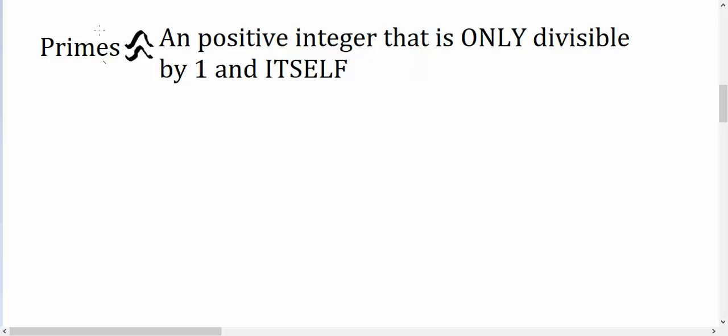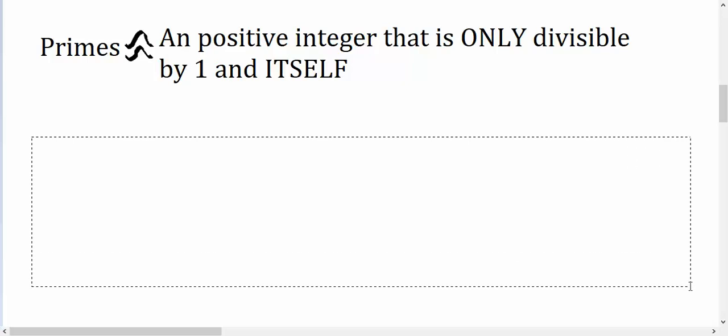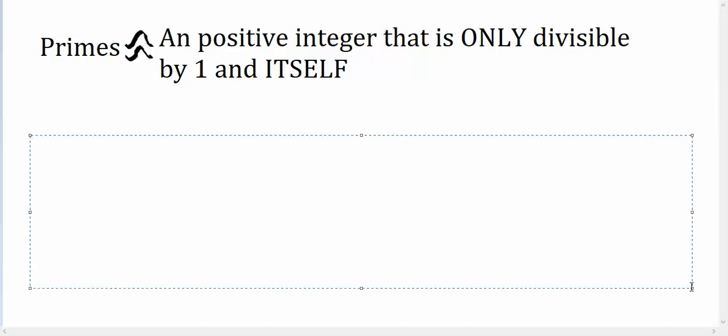Okay, so the first thing that I want to do just quickly is list the first 10 prime numbers right here so that you have them in one place. And this is a list that you really should commit to memory. So the first prime number, the smallest prime, is 2. The next one is 3, then 5, then 7, then 11, then 13, then 17, then 19.